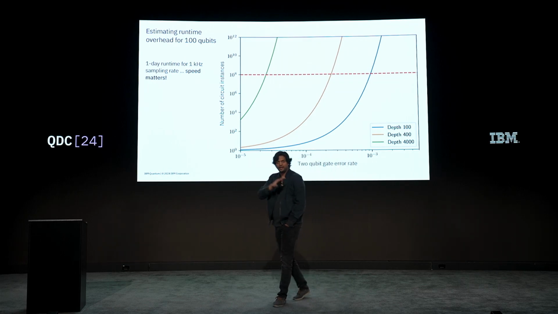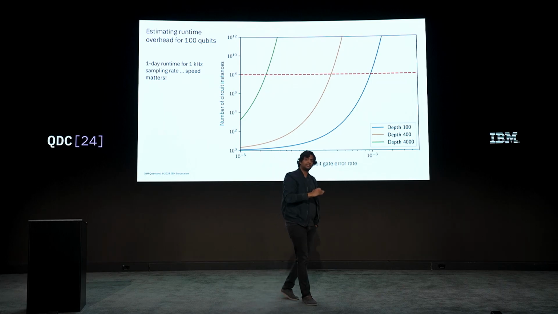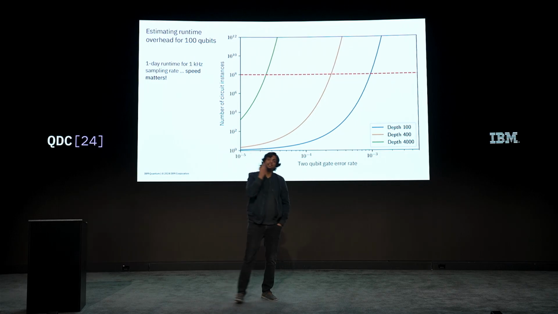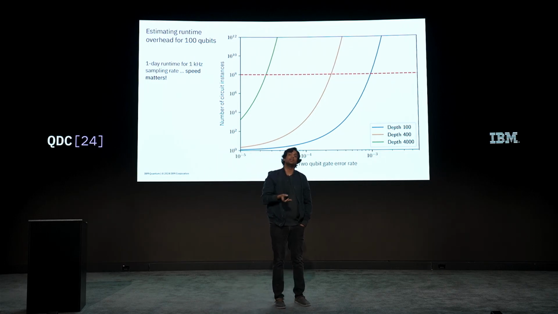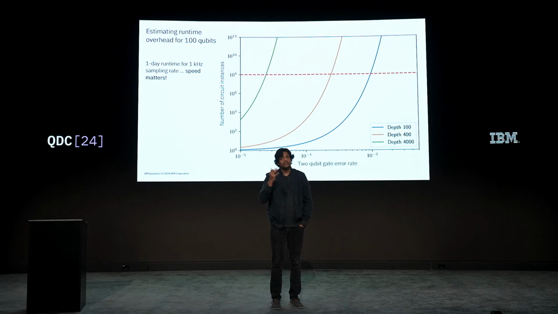As your error rates drop, these runtime overheads are going to come crashing very quickly. And so this also points to speed. How quickly you can execute these circuits also becomes very important, because if you want to execute 10 to the 8 circuits, well, if you had a sampling rate of a kilohertz, that's going to take about a day of runtime, right?